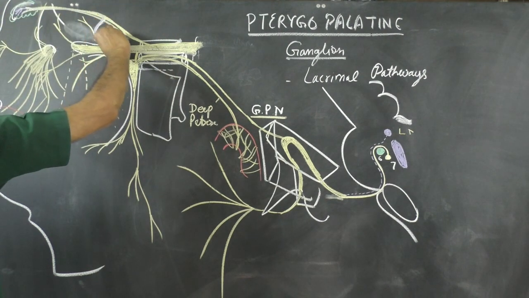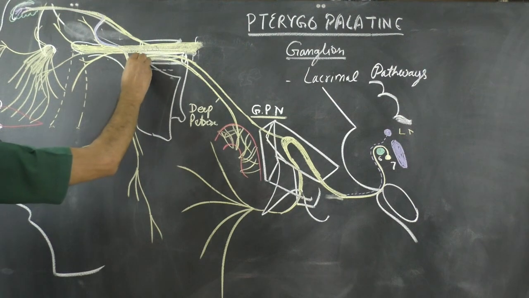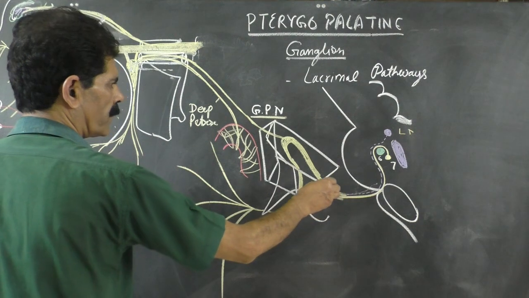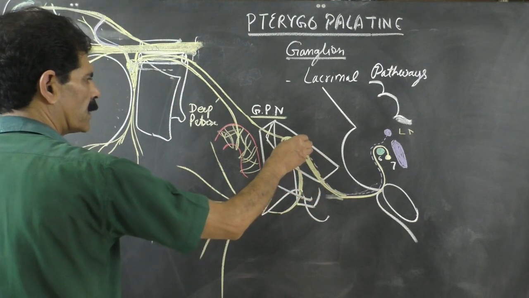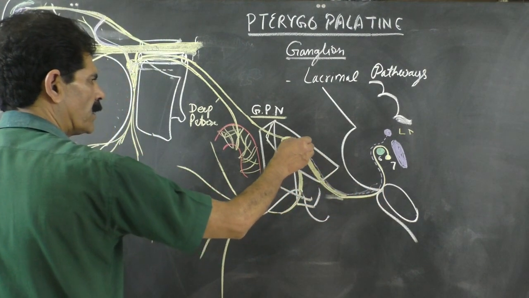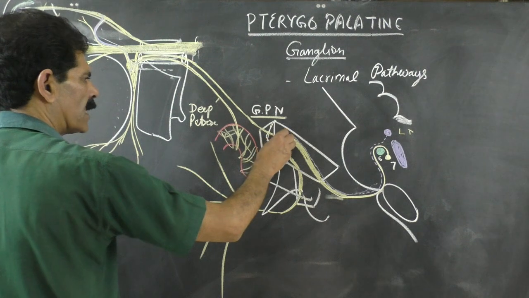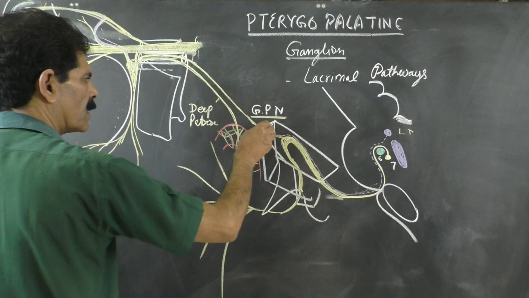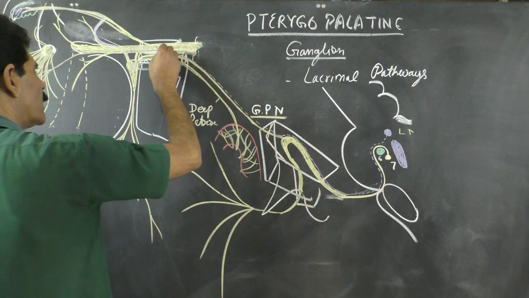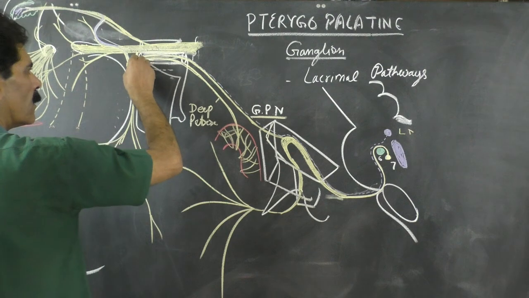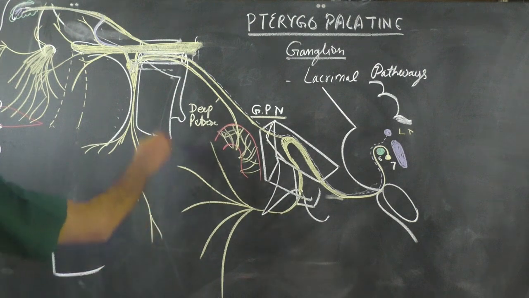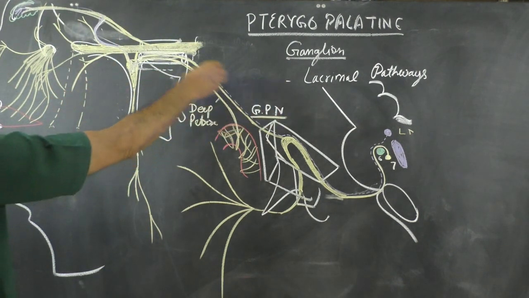So this whole course of the preganglionic parasympathetic fibers comes out of the brain through the facial nerve, reaching up to the geniculate ganglion, and then they accompany the greater petrosal nerve, and through this greater petrosal nerve they relay in the ganglion, and then the postganglionic fibers reach the lacrimal gland. So this is called the lacrimatory pathway.